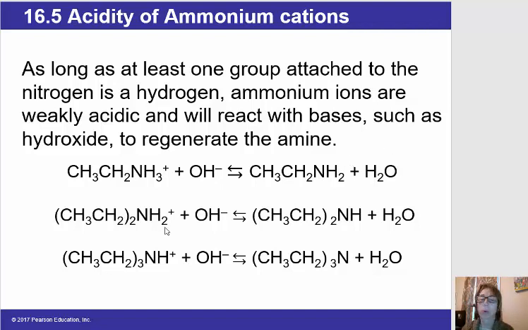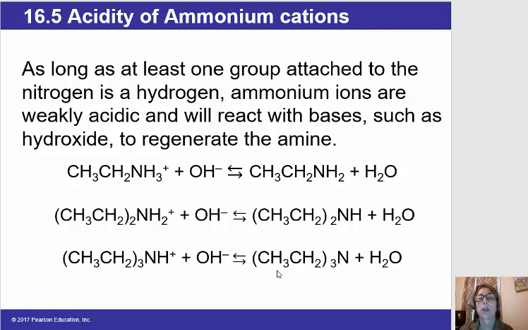In our second example, we have diethylammonium. It donates a proton to hydroxide to form water, and once that proton leaves the cation, it forms the original amine, diethylamine. And then triethylammonium donates a proton to hydroxide to form the amine, triethylamine, as well as water.